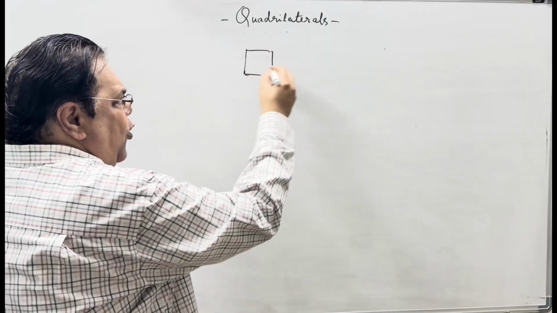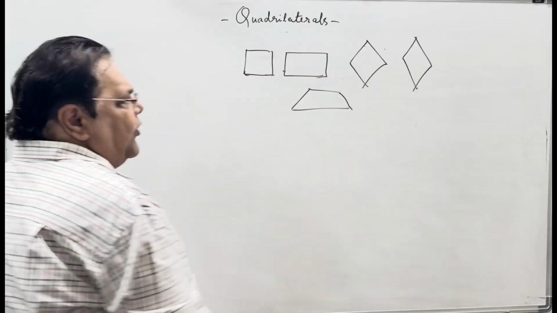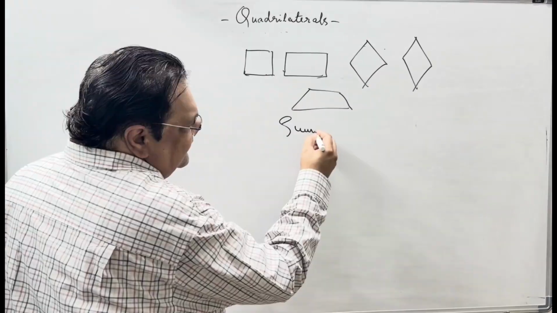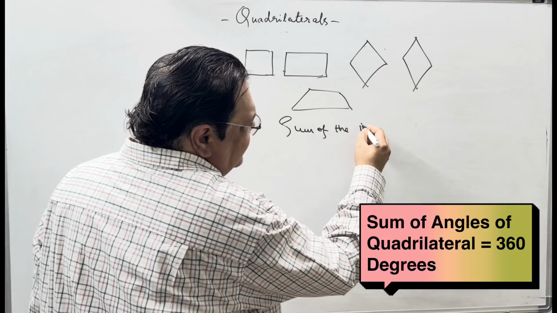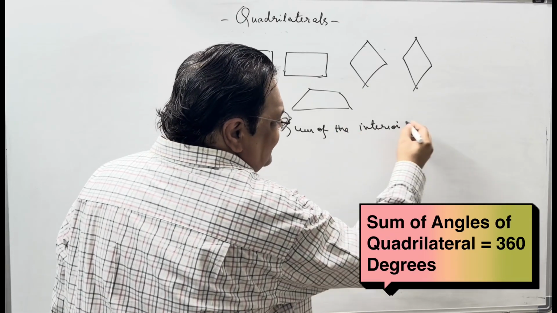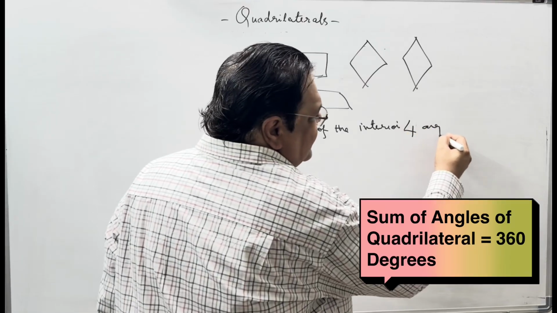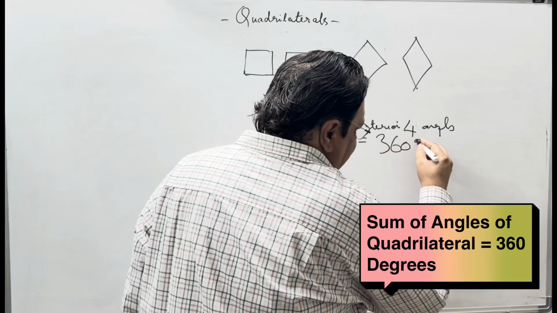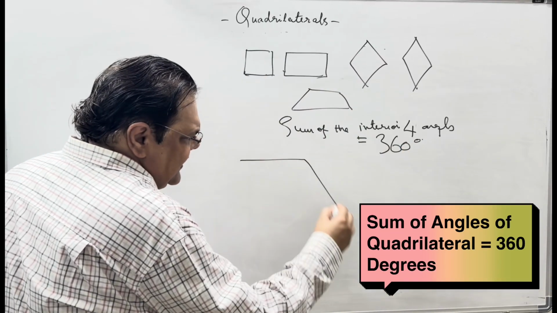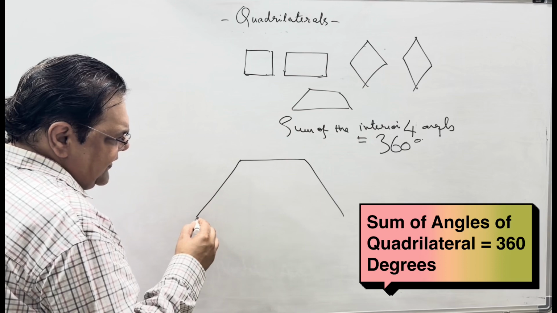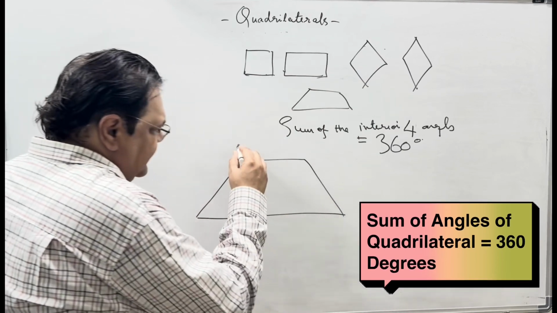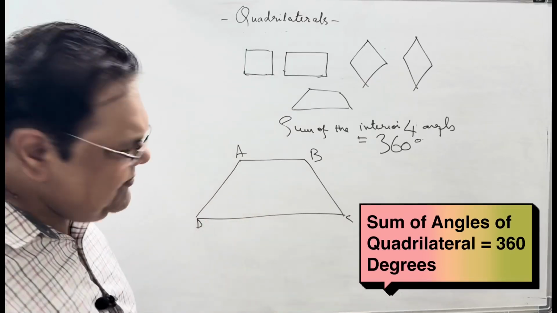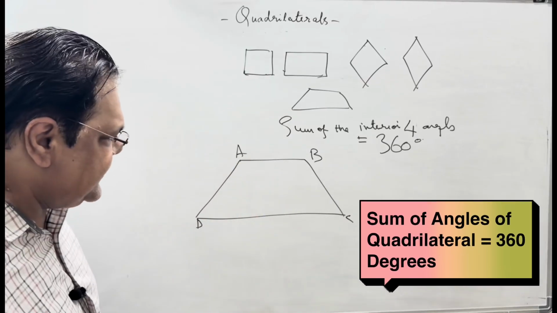When you take any quadrilateral, for example, square, rectangle, rhombus, kite, or trapezium, the sum of the interior angles, 4 angles, will be always 360 degrees. Let us take one example and try to understand. This is some quadrilateral. We don't know what this is. It looks like a trapezium, but let us say whatever it is.